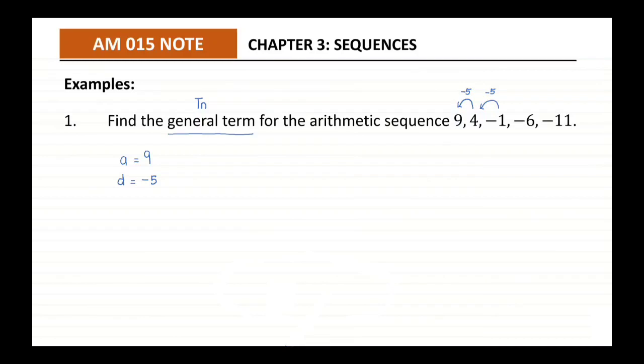We want to find the general term, so we take out the formula for arithmetic, Tn equals a plus (n minus 1) d. We substitute the values a equals 9 and d equals -5. Then we solve: 9 minus 5n plus 5. Then our answer is 14 minus 5n. We conclude the general term is 14 minus 5n.